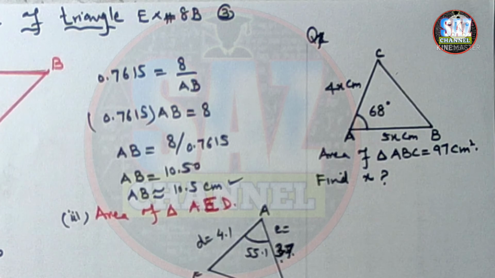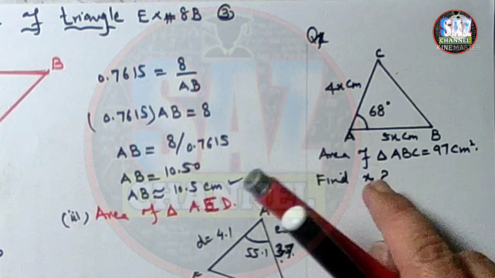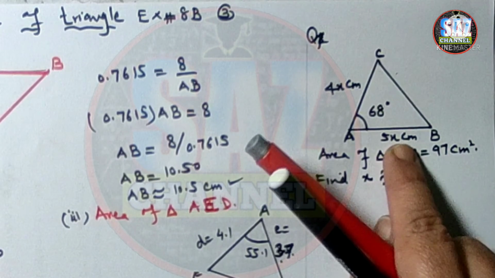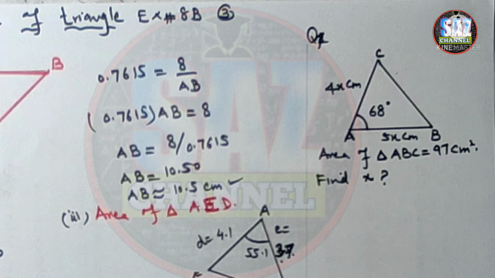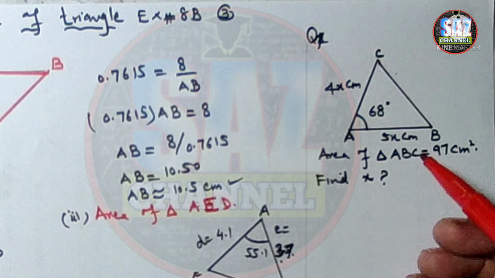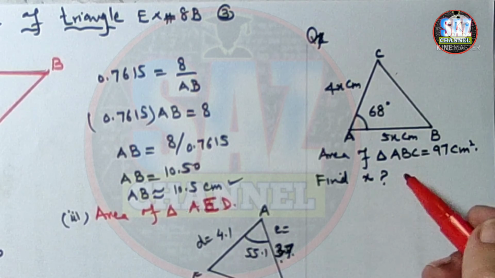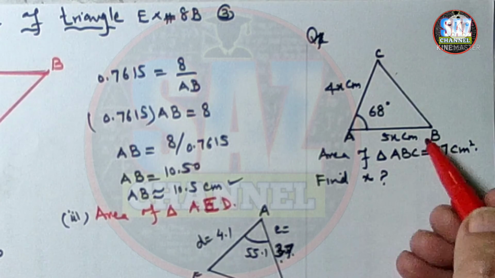Next question, question 7, says that in triangle ABC, AB is 5x centimeter, AC is 4x centimeter, and angle A is of measure 68 degrees, and the area of triangle ABC is already given, which is 97 units square. Find the value of x. Very easy question. First of all, recall what type of triangle we have. We have the oblique triangle, and the formula for the oblique triangle must be in your mind.